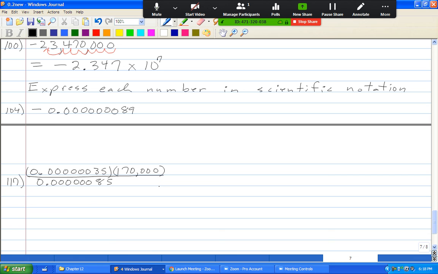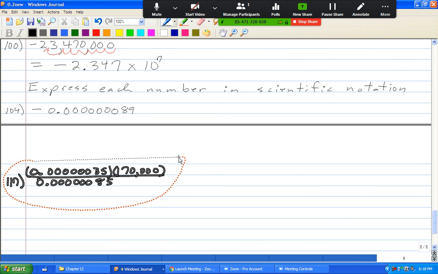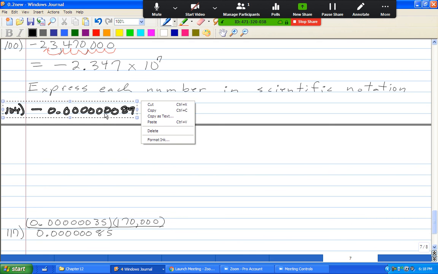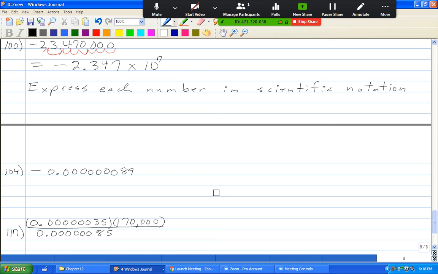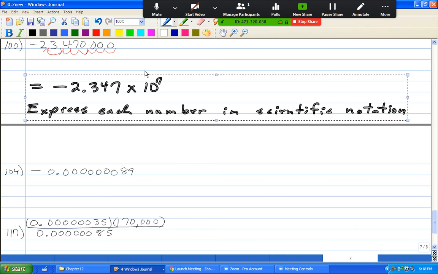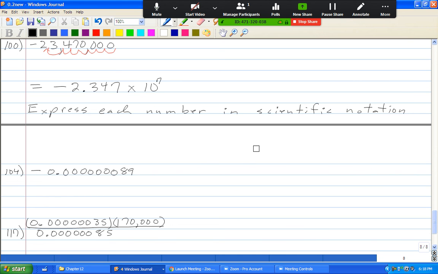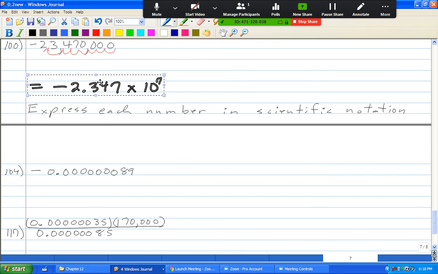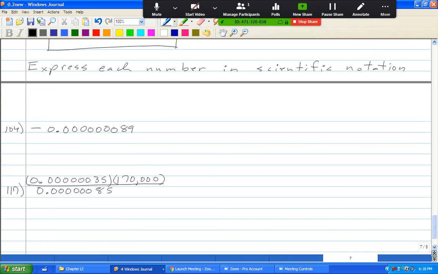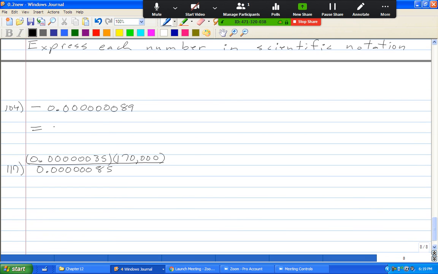Let me get a little more room here. Okay, so let me bring this down. So that's your answer. Express each number in scientific notation. Okay, so let's do this. So this is a negative.